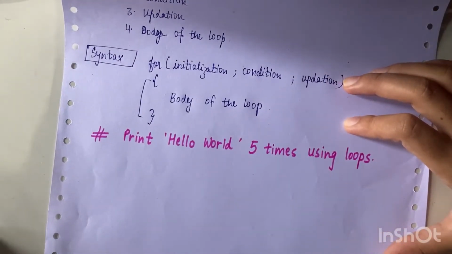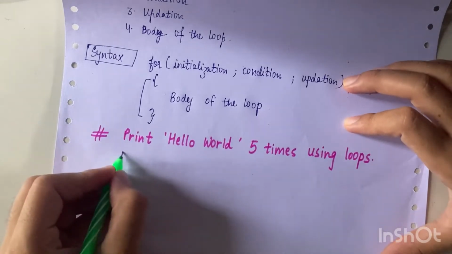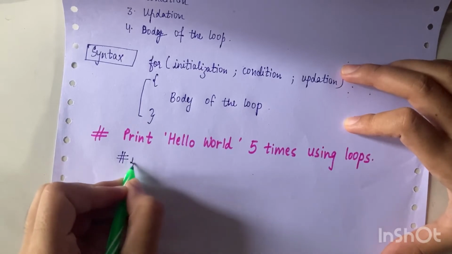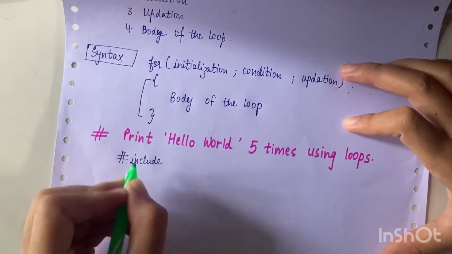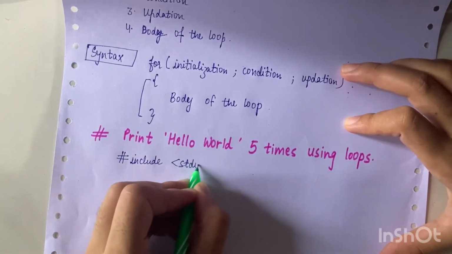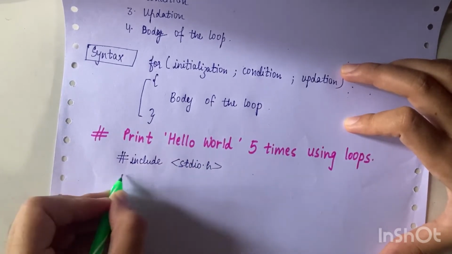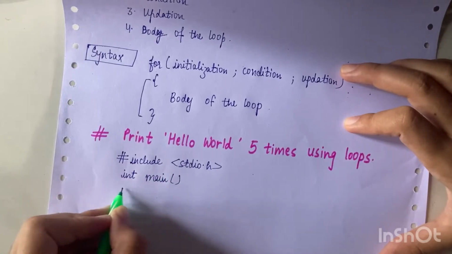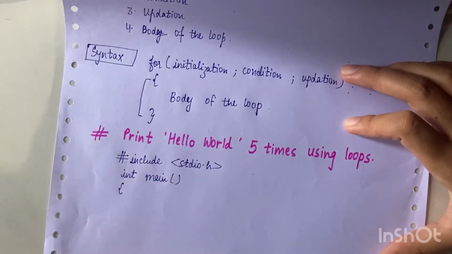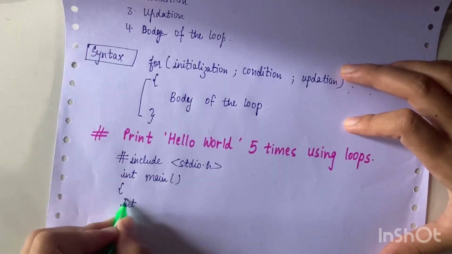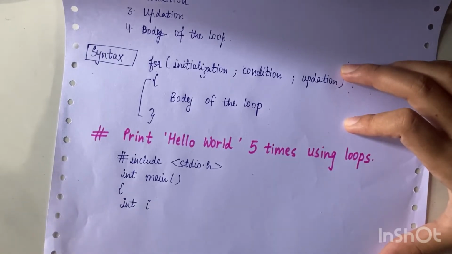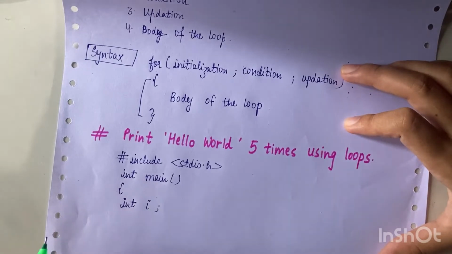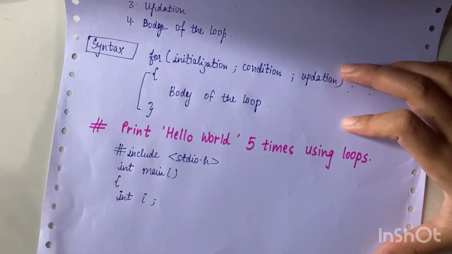Okay, so yes, now we'll write a code. For writing a C program, we use the header file, include stdio.h, the main function, int main, bracket, then we will take the variable i, because we will use i in the loop. So we will take the variable i, then semicolon, then we will start a for loop.